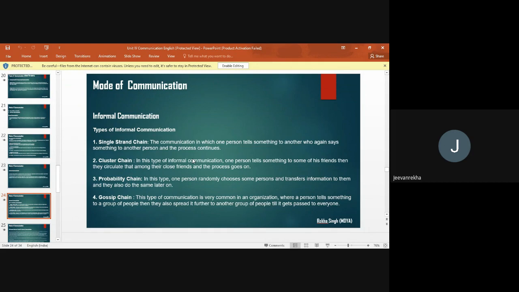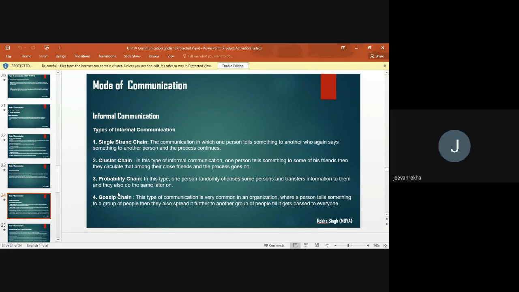So, cluster chain means suppose I am saying something to you personally. I'm telling you something about my very personal topic, right? And you spread the message to all your close friends. That is cluster chain. You are my friend, and they circulate that among their close friends and the process goes on. You said it to your friends and they said it to their friends, right? And the process goes on, that means backbiting. Sometimes we can say backbiting, right? Ill talking. Understood?